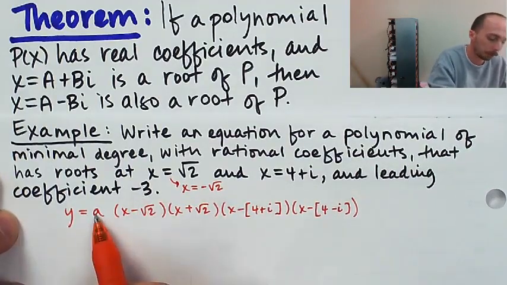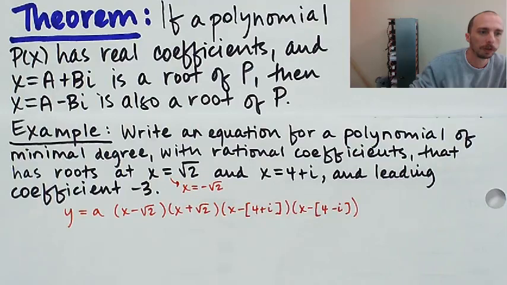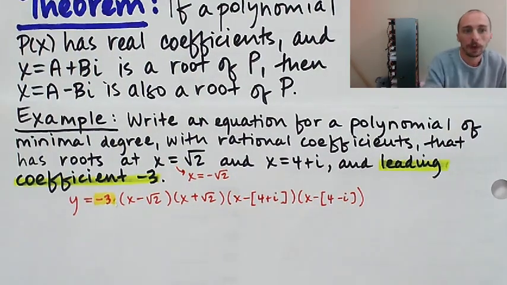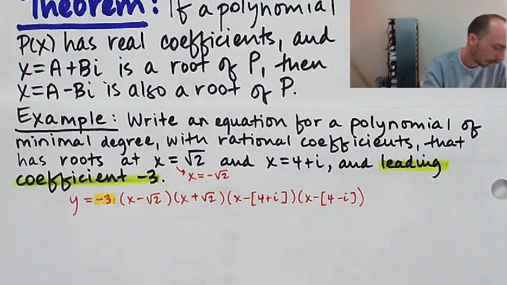Now, the leading coefficient is -3. That's where the leading coefficient is going to go, right there. So let me just make that change. And that's an equation for a polynomial of minimal degree. It's going to have rational coefficients, and it will have roots at x equals square root 2 and x equals 4 plus i. Okay. If I don't ask for standard form, don't feel like you have to give it to me. I'll usually ask for standard form, but sometimes I'll ask for factored form, and don't make the mistake of doing more work than you have to.